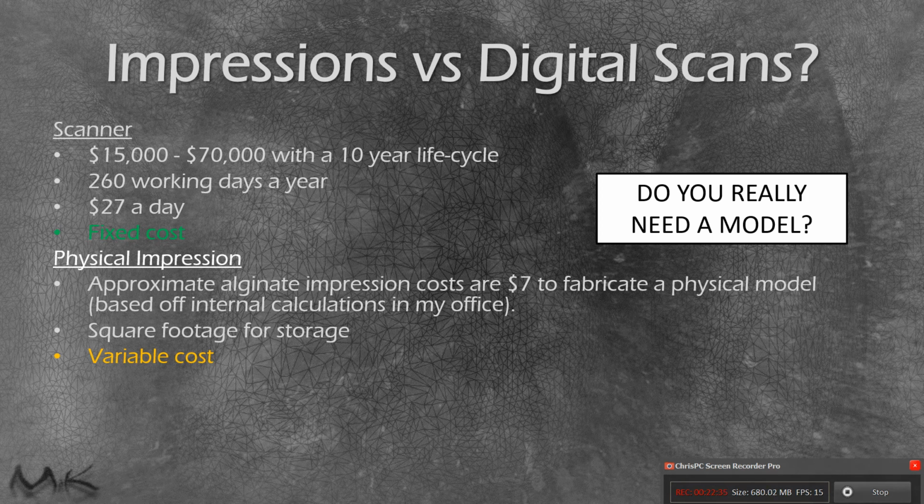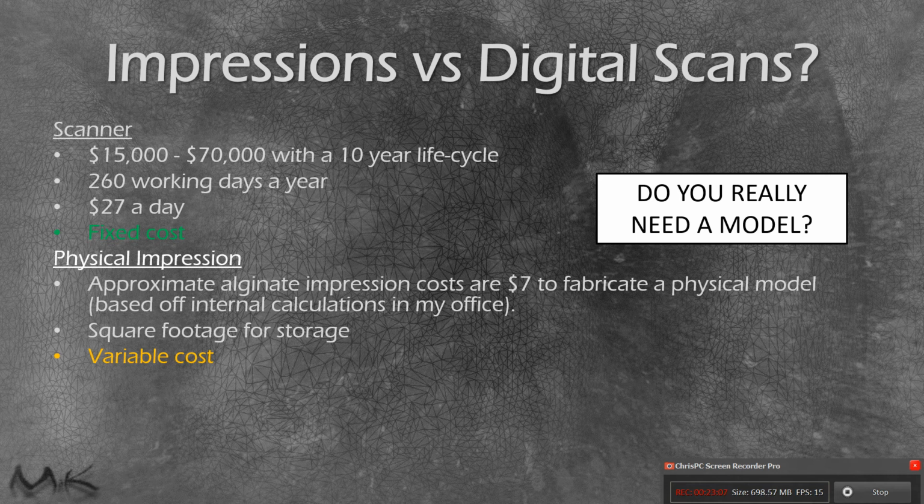But then when we talk about the physical impression, every single physical impression we take is a variable cost based on the ability of us to record that with either alginate or PVS. So if we're just looking at something like alginate, that can cost us about $7 for an upper and lower arch. We look at trays, adhesives, disposable trays, disinfectant, and finally stone to pour up those types of models. And then also you need the square footage for storage. So that to me is a variable cost.